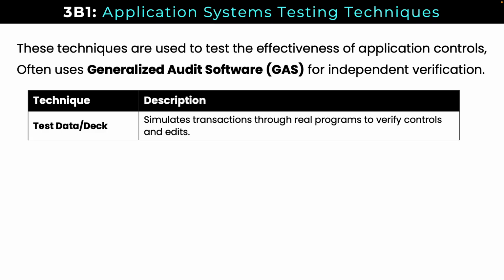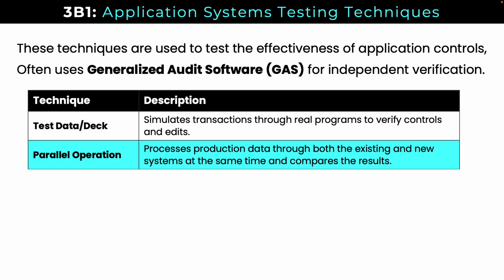So just comparing techniques, we have test data, which simulates transactions through real programs to verify controls and edits, just to see if the system's controls catch errors. Parallel operation, where we process production data through both new and existing systems at the same time and compare the results to make sure we have consistency. We see expected results.